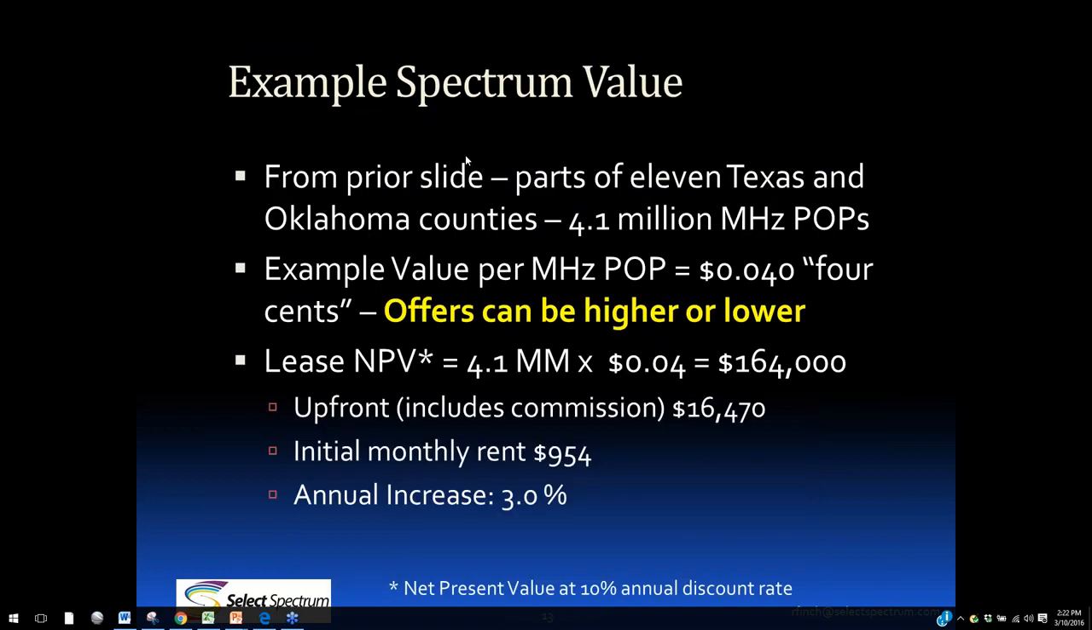So as Bob mentioned, the 4 cents is just an example that we're going to give for this particular instance, but the 4.1 million times the 4 cents would be $164,000. So using our standard spreadsheet, which I'll get to shortly, we would recommend an upfront payment of $16,407, an initial monthly rent of $954, with an annual increase of 3%.